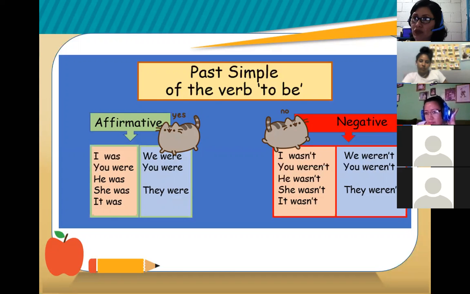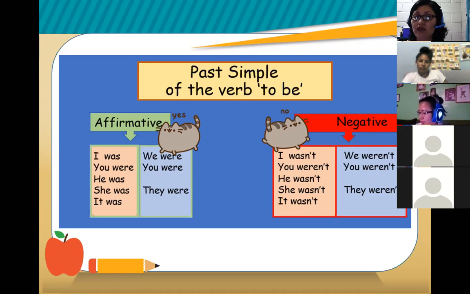O si yo quiero usar las contracciones, que es wasn't or weren't. Pues generalmente cuando hablamos usamos las contracciones, wasn't or weren't. Y cuando escribimos, pues usamos las formas completas. Entonces sucede lo mismo cuando yo uso I, you, he, she, it, and singular nouns. Para las negativas voy a usar wasn't. Y para you, we, you, they, and plural nouns, I'm going to use weren't.